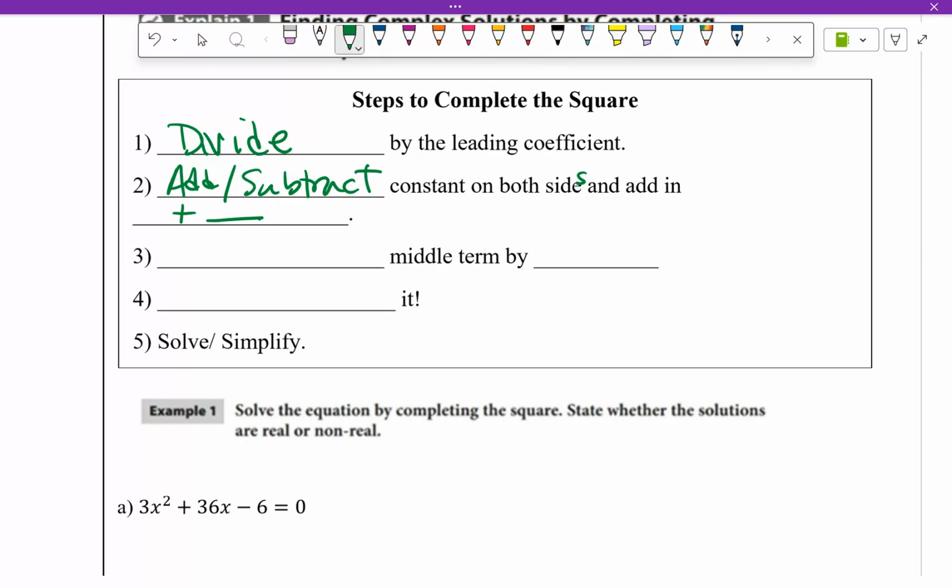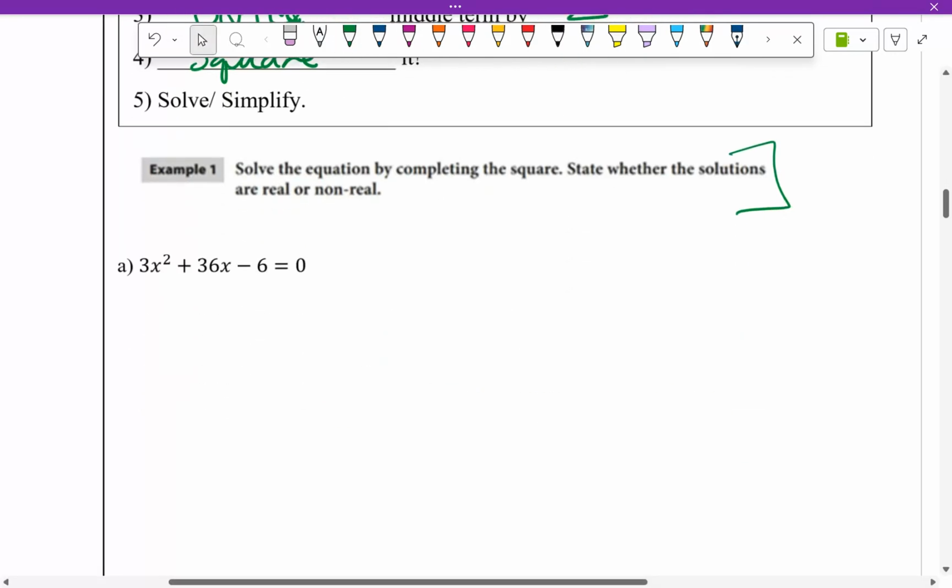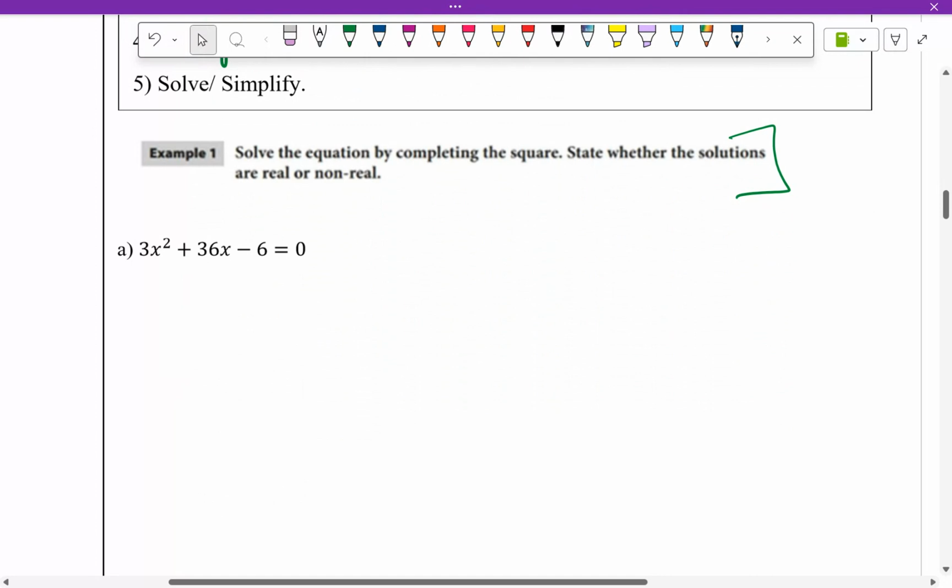All right, then you're going to divide the middle term by 2. And then we get whatever that solution is and we square it. And then we just solve or simplify, standard operating procedure as normal. Okay? Give you a couple seconds to finish writing. Okay, I want you to read those instructions right there. So read those instructions.